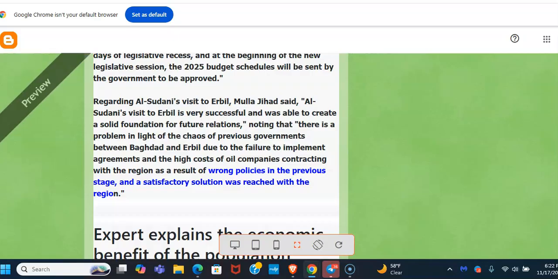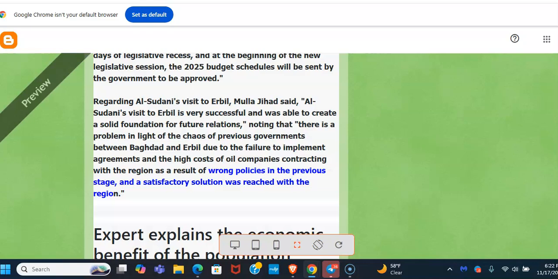And it says that right now things are chaotic because of failure to implement agreements and the high cost of oil companies contracting with the region as a result of wrong policies in the previous stage, and a satisfactory solution was reached with the region. So there again, that's confirmation.